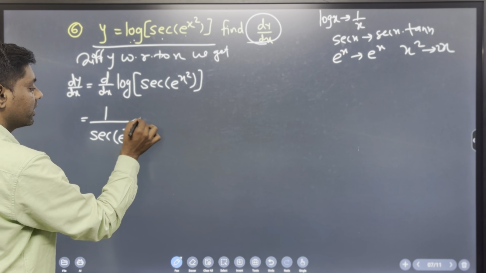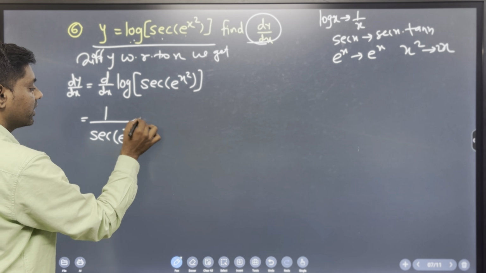So let's complete the given example. dy by dx equals the derivative of x square, that is 2 times x into e raised to x square into tan of e raised to x square. So this is the final solution of the given example. Make sure you write down the example, make a note, or take a screenshot and solve the question at home. Make a lot of practice. So let's go for the next example.